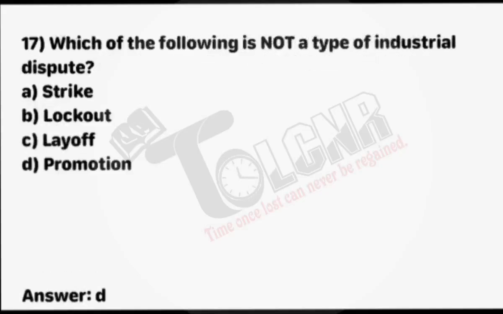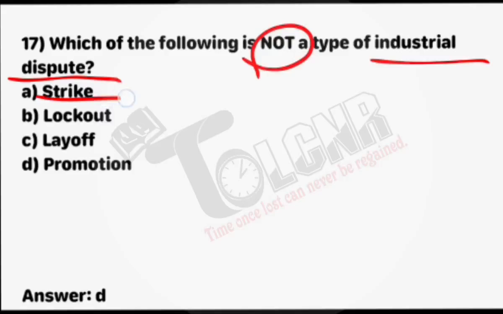Next question, which of the following is not a type of industrial dispute? First option is strike, second option lockout, third option layoff, and D option promotion. Option D is correct. Promotion is not a type of industrial dispute, but strike, lockout, and layoff are types of industrial disputes.